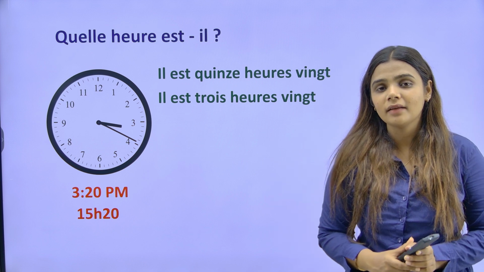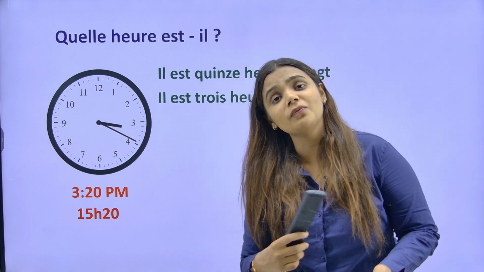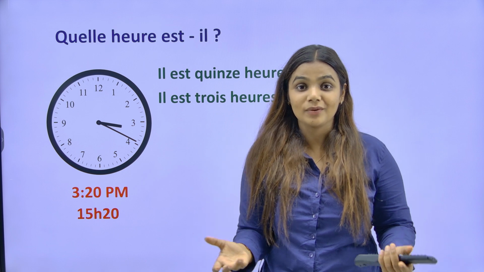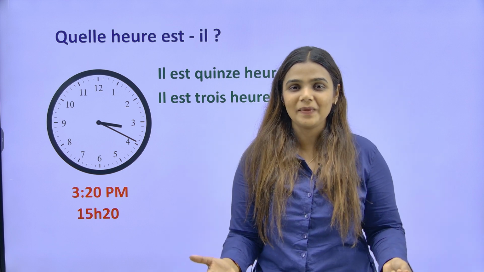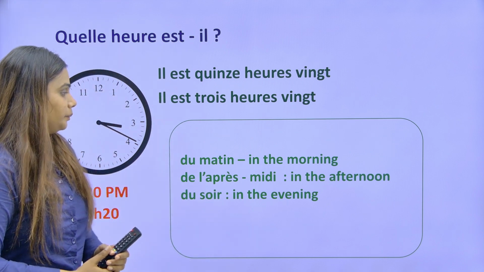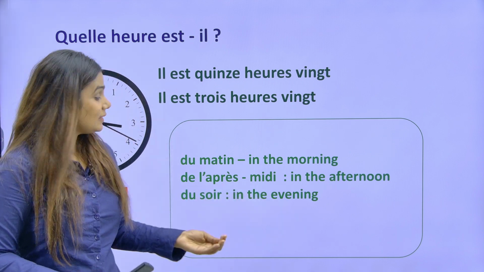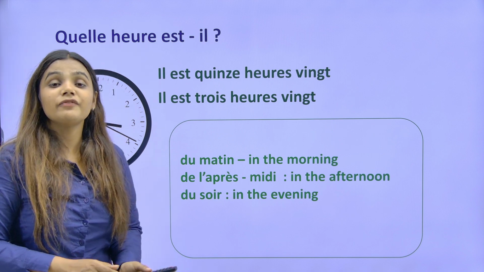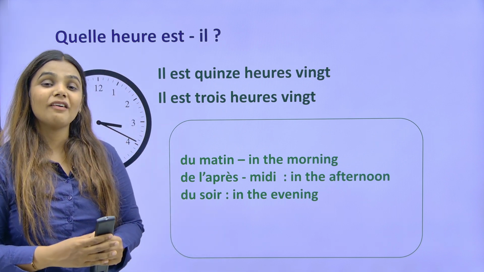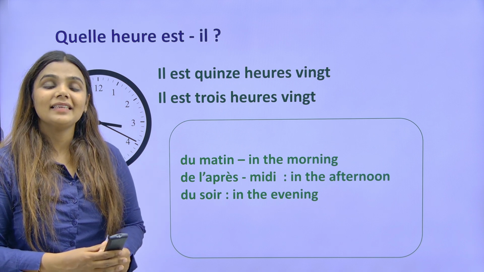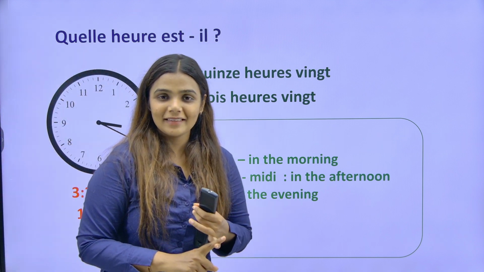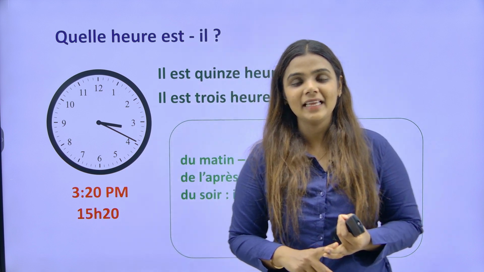But hey, wait. If I say il est trois heures 20, how will I get to know whether it is trois heures 20 in the morning or in the afternoon? Because in French, we don't have the concept of AM, PM. So for that, we have this. If I want to say in the morning, I will say du matin. If I have to say in the afternoon, I will say de l'après-midi. And if I have to say in the evening, I will be saying it as du soir. Excellent. Du matin, de l'après-midi, and du soir.